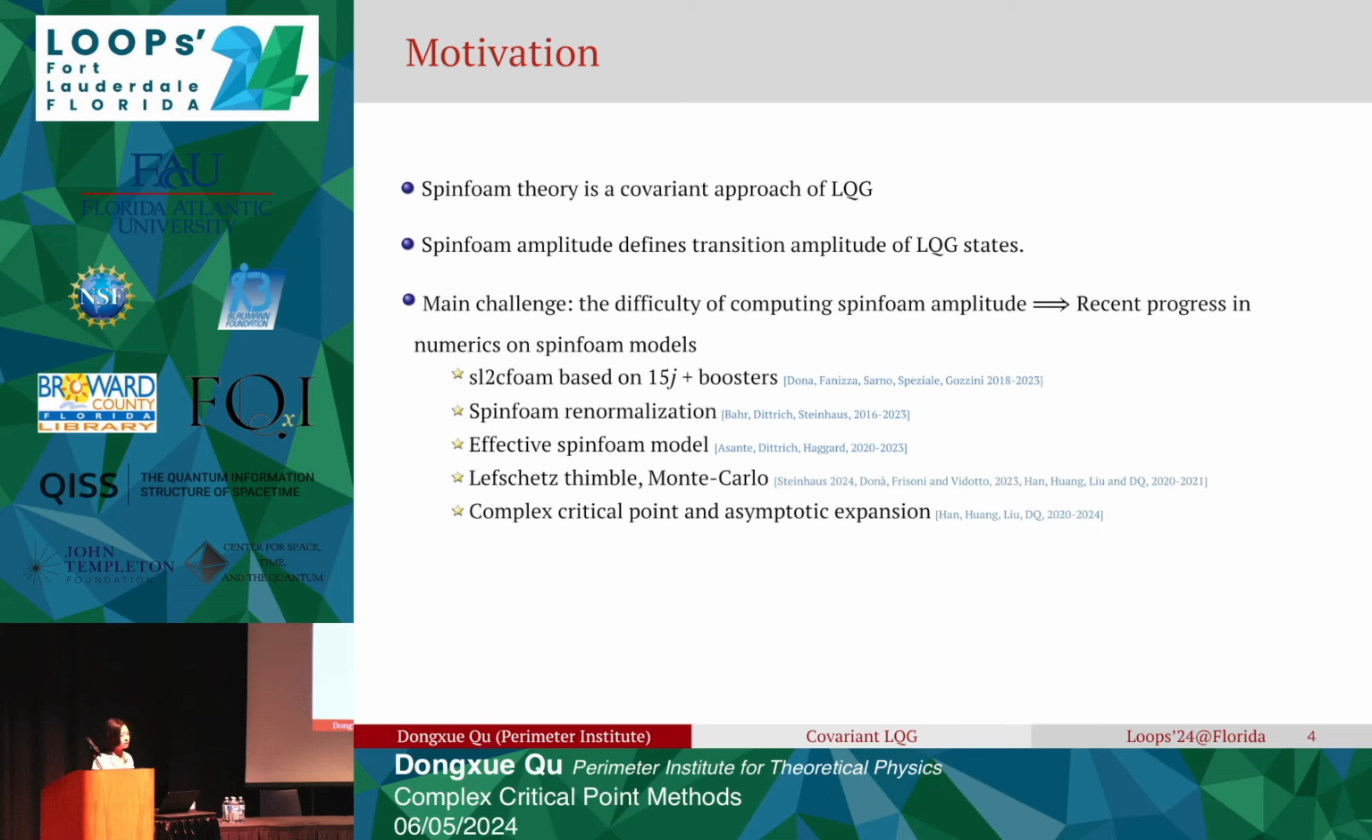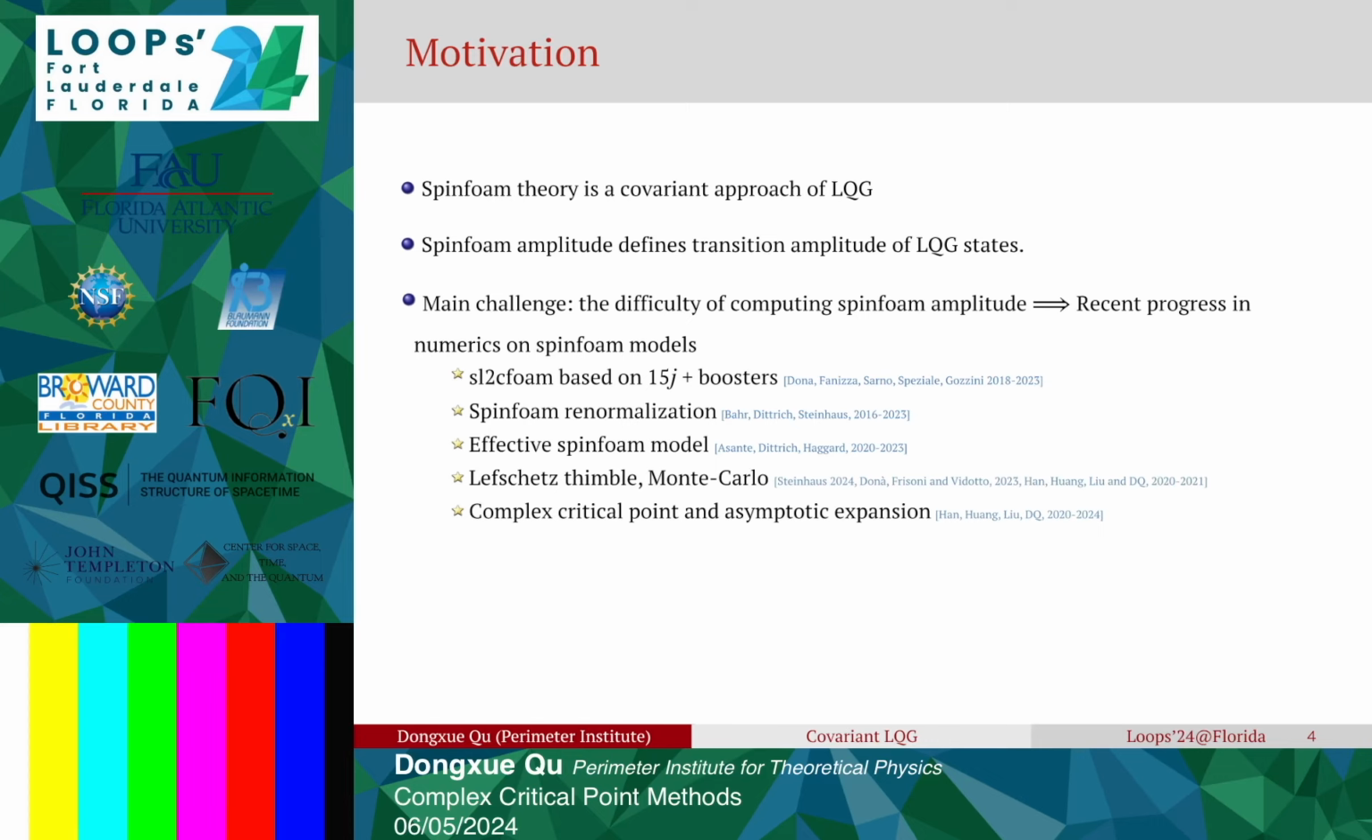For example, the SL2C form library based on the 15j symbol plus the boosters, and the spin form renormalization, the effective spin form model, and our previous work on computing the spin form propagator on the Lipschitz symbol by using the Monte Carlo method. And the other groups, they also use the Monte Carlo method to compute the spin form observables. So we also bring up and develop the method of complex critical point and the method of asymptotic expansion.